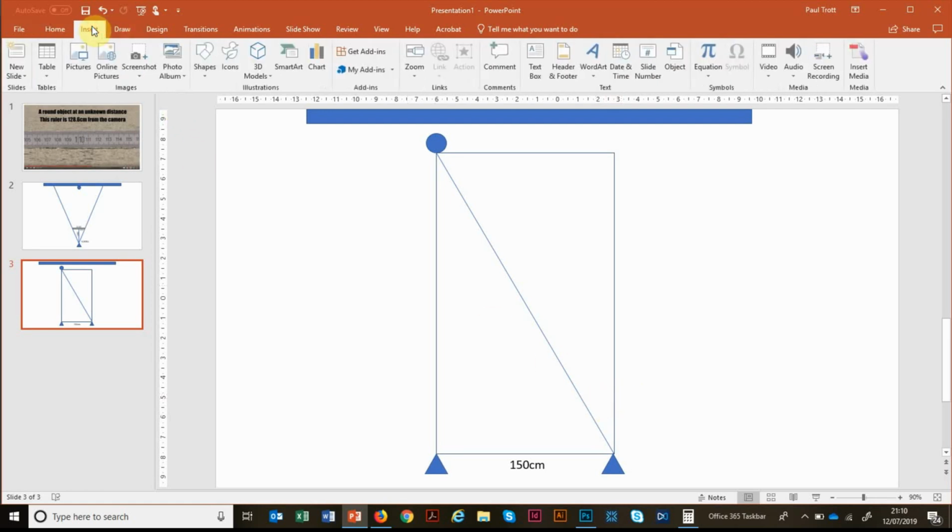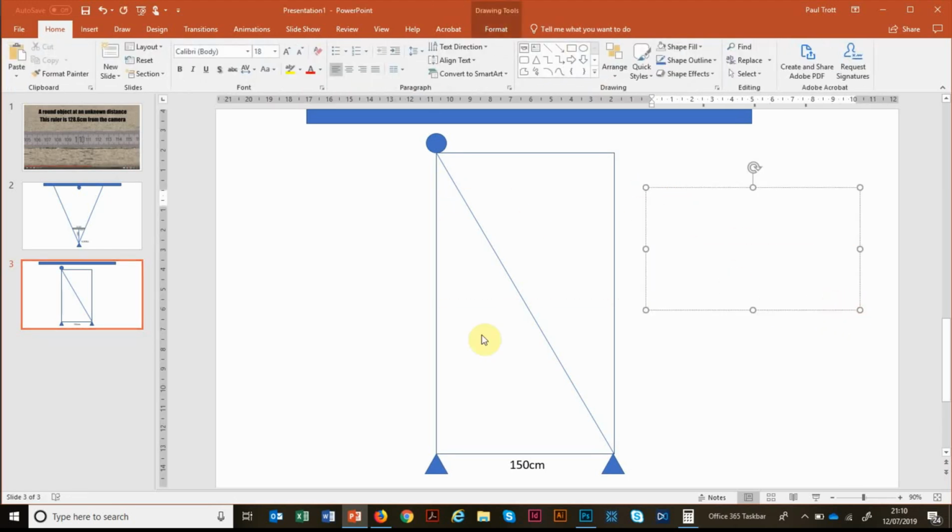So the sum we need to do is, I'll write this out. So again, we're going to use tangent because we have the opposite side and we want to work out the adjacent. So the tan of 1.996 is equal to 150 divided by adjacent. So just rearranging that to make adjacent the subject. So adjacent equals 150 divided by the tangent of 1.996.